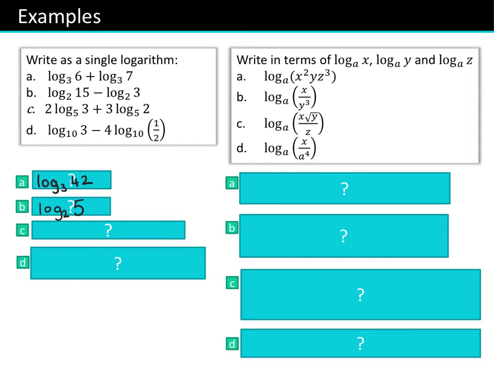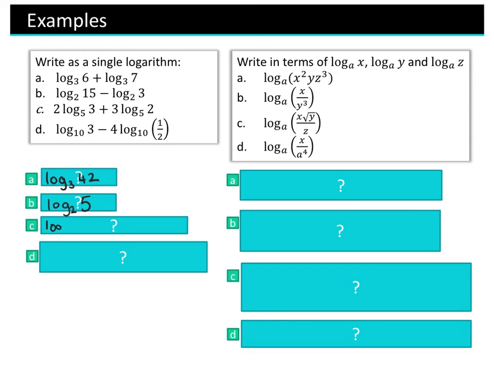Then, for the next one, do they have the same base? Absolutely. But here, 2 log to the base 5 of 3, I'm actually going to change that to log to the base 5 of 3 squared plus log to the base 5 of 2 cubed. I know when I add logs, this is also the same as multiplying. 3 squared is 9. 2 cubed is 8. 9 times 8. Log to the base 5 of 72.